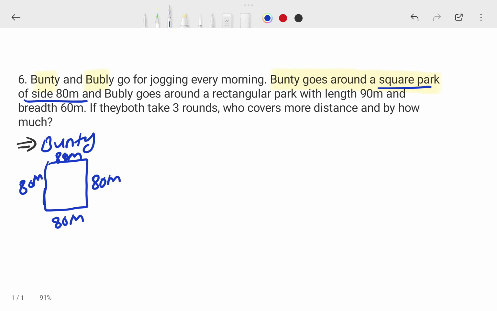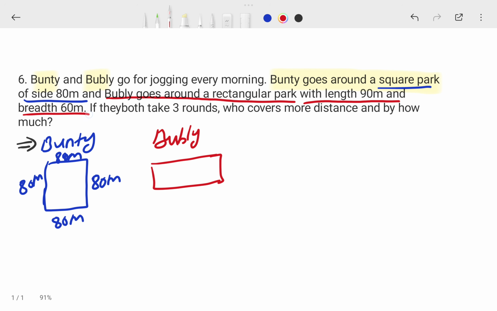is also 80 meters. Now Bubbly goes around a rectangular park. This is a rectangle park. Each length is 90 meters and the breadth is 60 meters. This is called the length, 90 meters, and this is called the breadth, which is 60 meters. It means the opposite side will also be 90 meters, and this side is also going to be 60 meters only. Is it clear?